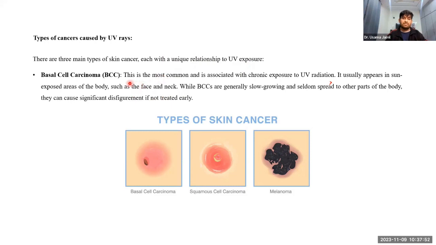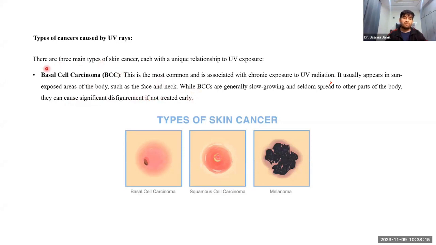So BCC, or basal cell carcinoma, is the most common one and is associated with chronic exposure to UV radiation. It usually appears in sun-exposed areas of the body such as the face and neck. While BCCs are generally slow growing and seldom spread to other parts of the body, they can cause significant disfigurement if not treated early.